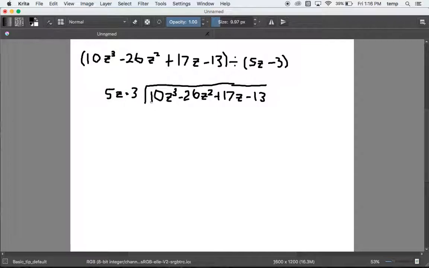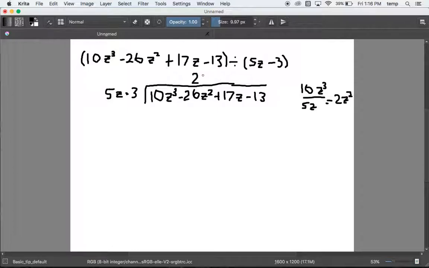Okay, so our first step here is we're going to take our z cubed. So you take the first term of your dividend and divide it by the first term of your divisor. So we take 10z cubed divided by the first term in our divisor, 5z. So 10 divided by 5 is 2. z cubed divided by z is z squared. So we have 2z squared. Again, for cleanliness, I just like to put whatever power it is above the matching power over here, if that makes sense. So 2z squared, I put it above our z squared over here.